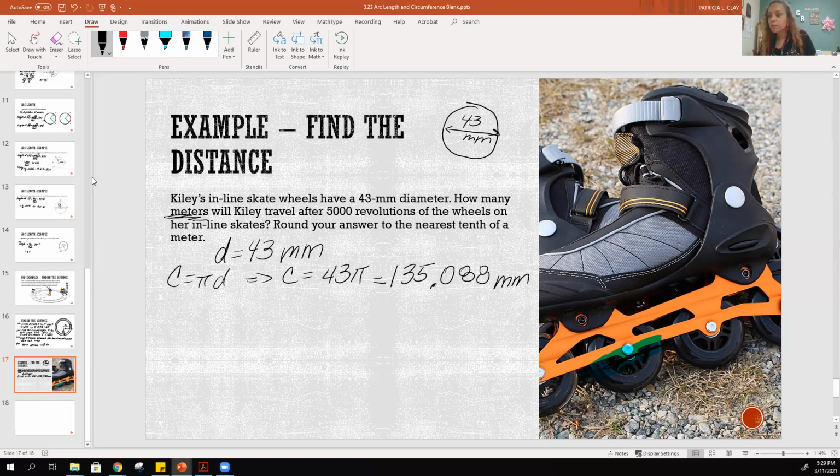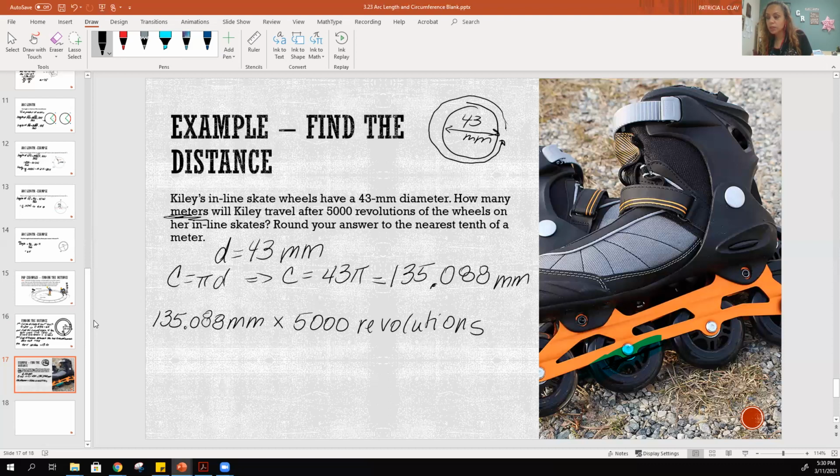The next thing, remember our circumference is like the perimeter. So if it's going to rotate around, that means it's going to do one circumference for each rotation. So I'm going to multiply 135, and I'm just going to write all my little terms out, you don't have to, millimeters times 5,000 revolutions, because that's how many times it's going to spin around, or how many times it wants us to spin around. That's going to give us a really big number in millimeters. So everyone do that one in your calculator.